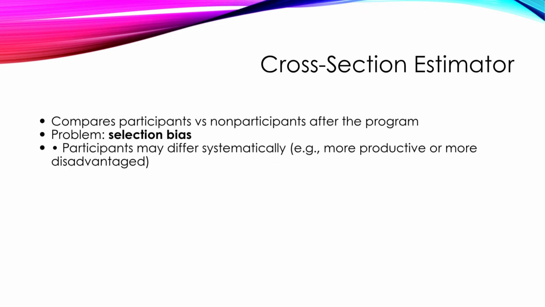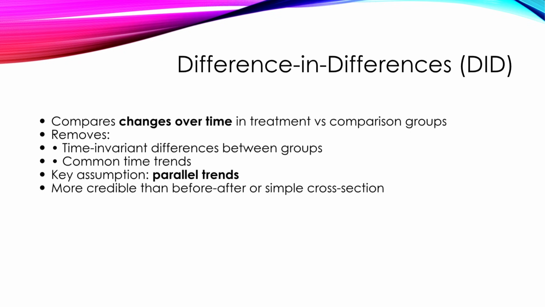Scenario B is where the program might target farmers with poorer quality land who need more fertilizer. Their lower baseline potential could mean the program's true effect is greater than the estimate suggests, or it could introduce bias in either direction. Now we take a look at the difference in differences, DID, estimator.